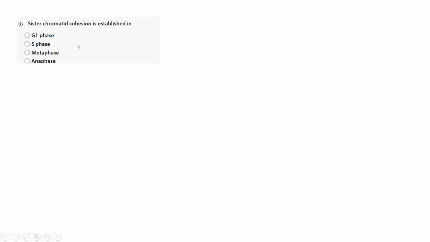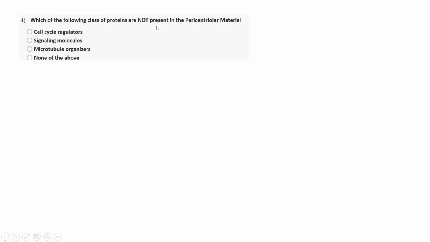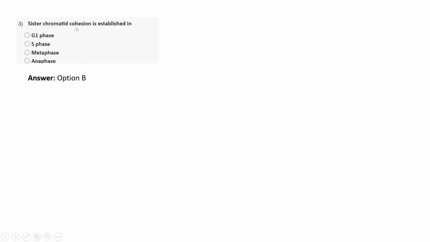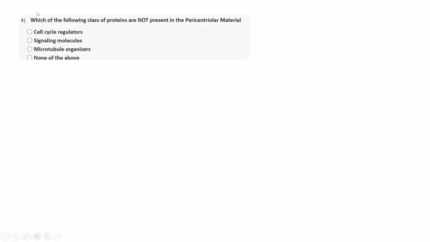The third one: sister chromatid cohesion is established in which phase? We discussed the protein known as cohesin, which helps in the binding of the two chromatids to form a pair of chromosomes. So you need to select the option at which stage it occurs: the G1 phase, S phase, metaphase, or the anaphase. So in the S phase, generally the sister chromatid cohesion occurs. Option B is correct.